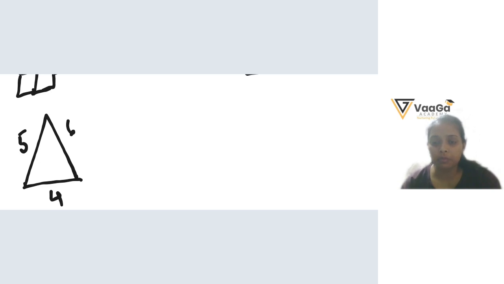Ma'am, the area of the perimeter. Perimeter. That will be 5 into 6 into 4 centimeter square. Perimeter, beta, perimeter. Do we multiply in perimeter? We add. So what will be the answer? 15 centimeters. So the perimeter of the triangle will be 15 centimeters.